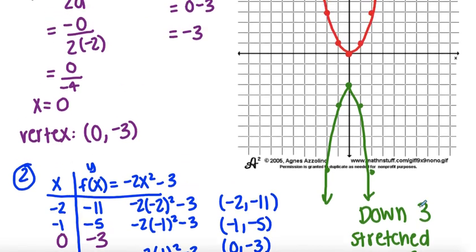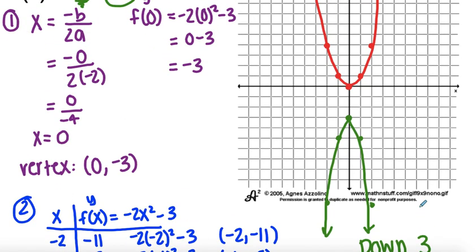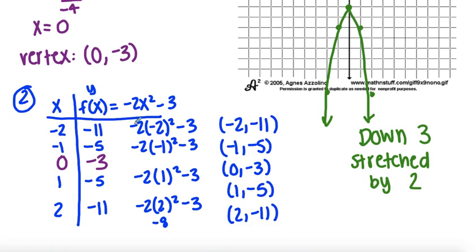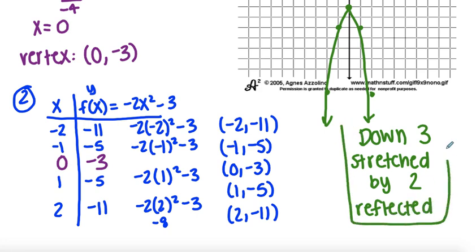And then the last thing I notice is that my graph kind of flipped over, and we call that a reflection. And I can automatically tell that it's going to do that because of this negative right here. Since this A is negative, I can say this reflected. And so that would be my answer to how I'm comparing it to the parent function.